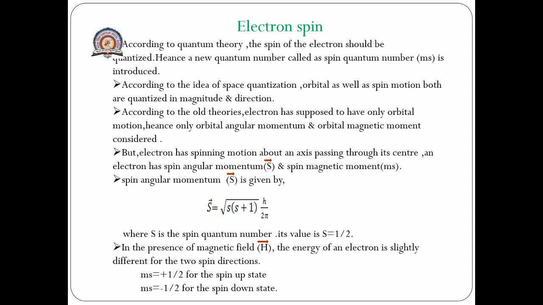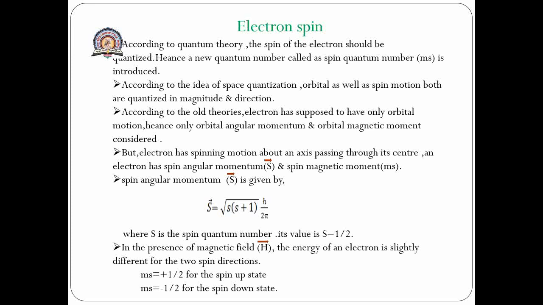According to the idea of space quantization, orbital as well as spin motion are both quantized in magnitude and direction. According to the old theories, the electron was supposed to have only orbital motion. Hence only the orbital angular momentum and orbital magnetic moment were considered. But the electron has spinning motion, therefore we have to consider the spin motion of an electron also.